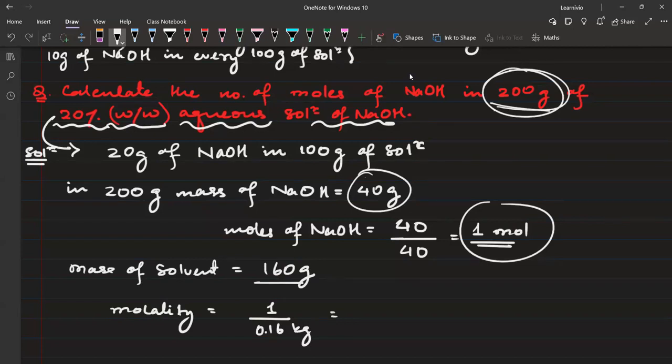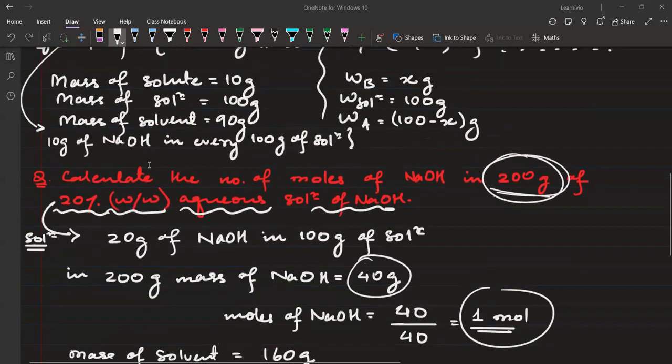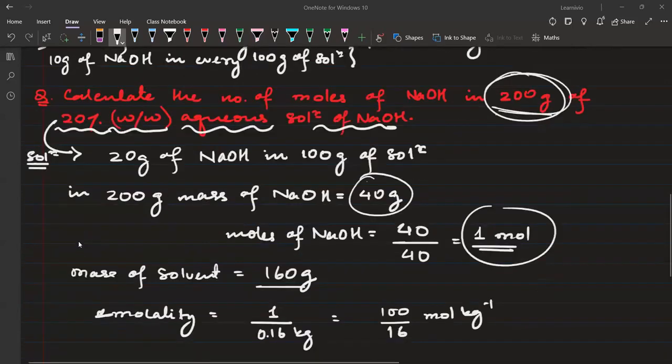1 upon 0.16. I can write it like this, no? 100 upon 16 moles per kg. You must be getting an idea where we are heading towards. Yes or no, please tell me. So if you have been given the mass percentage, you can actually calculate what? You can very easily calculate the moles of solute. Make sense? Even if you don't understand molality right now, you understand that we can calculate the number of moles of solute if the mass percentage has been given.